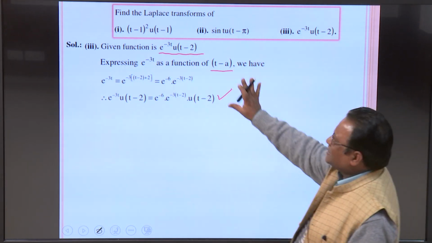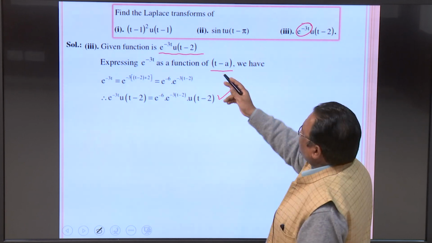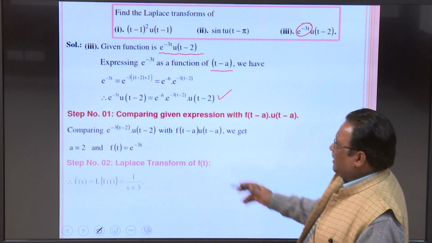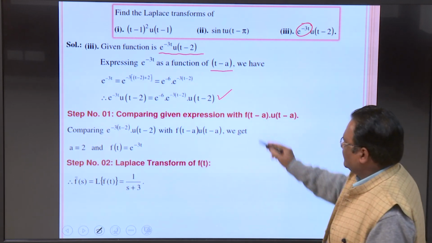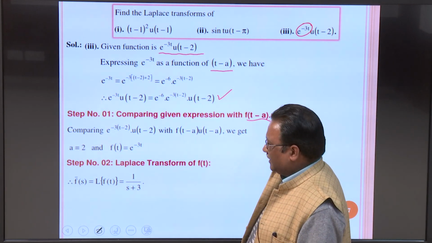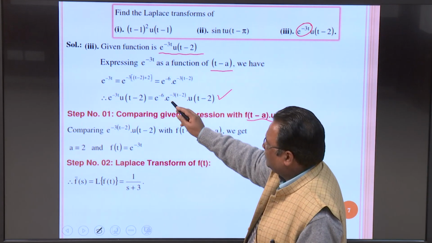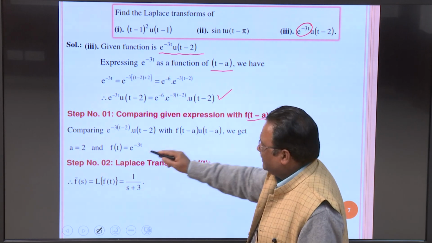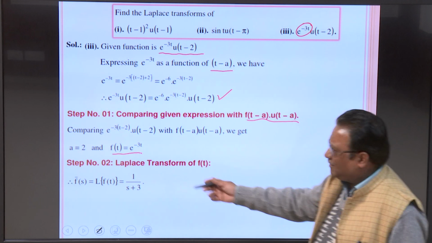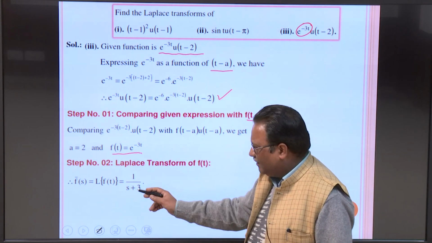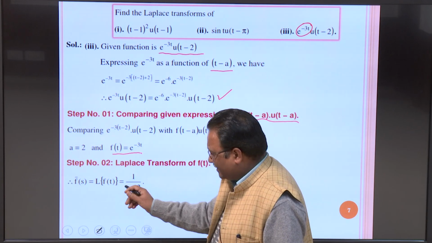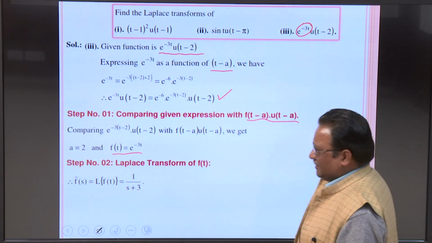Okay, so first express this result as a function of t minus a, meaning here t minus 2. Okay, now comparing the given expression with this standard form, what is a? A is 2. Obviously a is 2. Clear? And what is f t? F t is equal to e raised to power minus 3t. And we know the Laplace transform of e raised to power minus 3t is 1 divided by s plus 3. Okay, so f bar s is equal to L f t is equal to 1 over s plus 3.